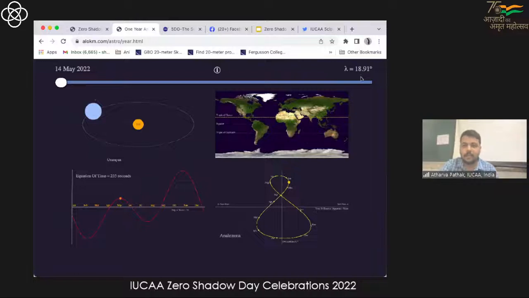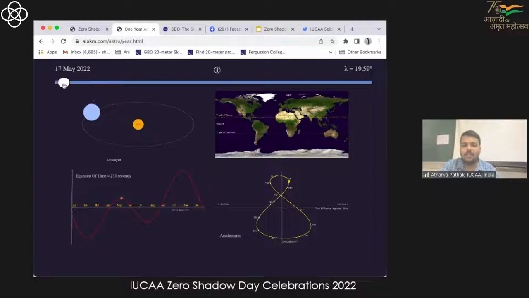Where you can see on the top right, there is this lambda written, right? So that lambda stands for the declination of the sun. On 14th of May, you can see it is 18.91, so it is almost equal to the latitude of Pune city. And you can simply drag your cursor, change the days, and see how the sun is moving.